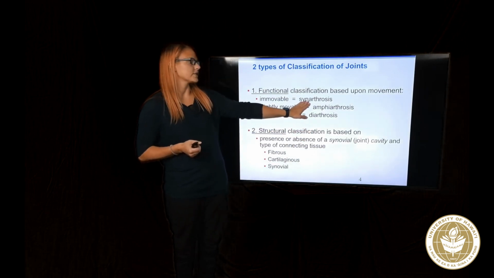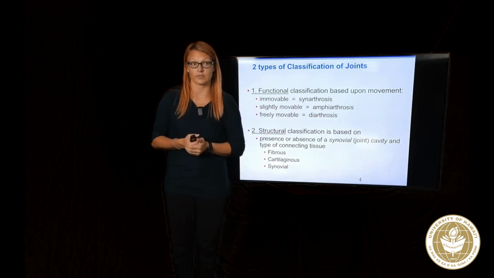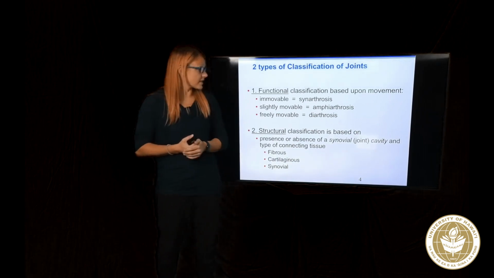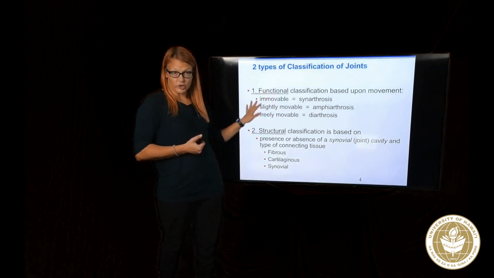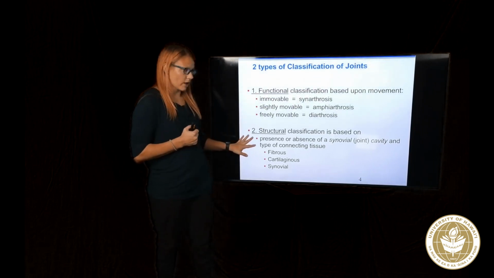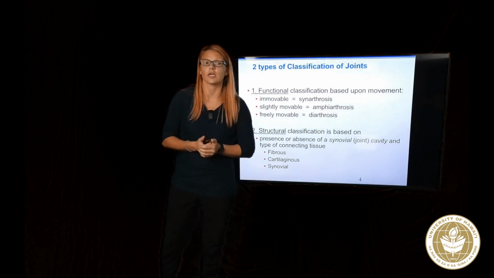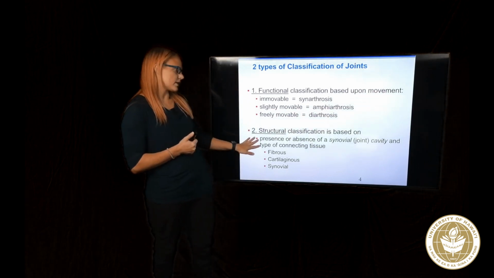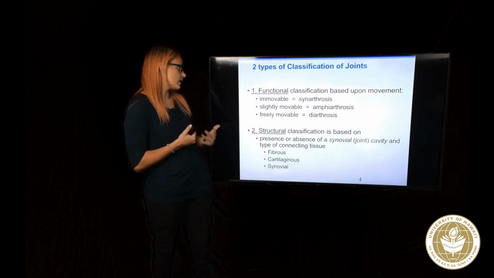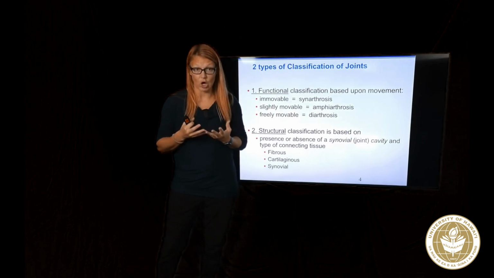And then in terms of the axial skeleton, they're going to be synarthrosis and amphiarthrosis. What you're going to notice if you've read through your e-text, though, is that there's not a lot of talk about the functional classifications. Mostly the focus is on these structural classifications. And the structural classification is going to be based on the presence or absence of what's known as a synovial joint cavity and the type of connecting tissue that joint is composed of.